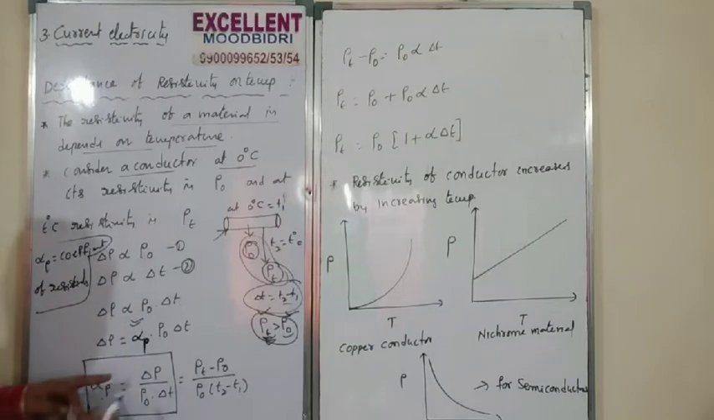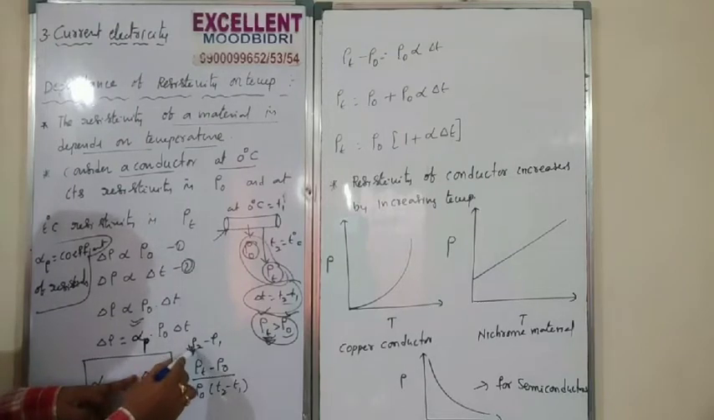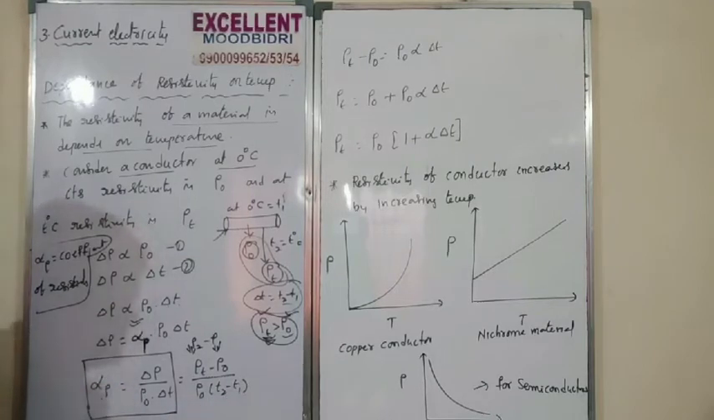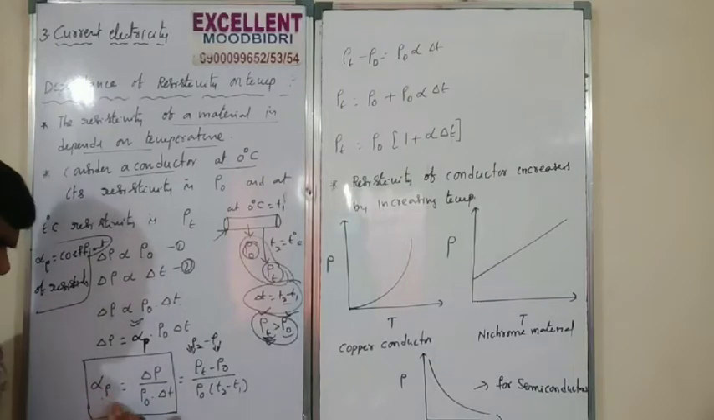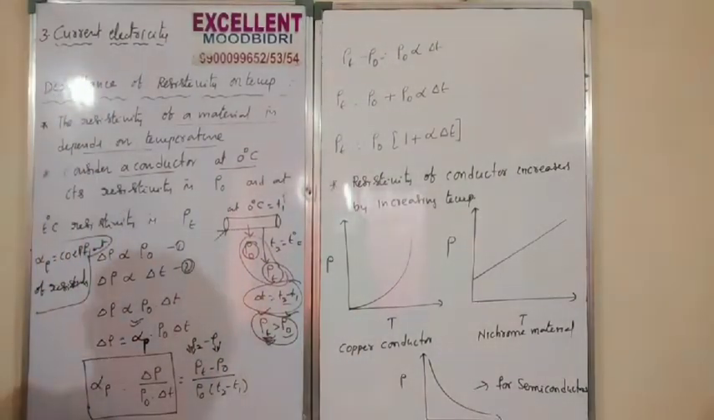Or else, delta rho is nothing but rho 2 minus rho 1. Correct? Rho 2 is nothing but rho T, and rho 1 is nothing but rho naught, divided by rho naught into T2 minus T1. This is the formula. Very, very important formula. So problems they will ask based on this one also. Coefficient of resistivity, you can find it like that. They will ask a question like that.